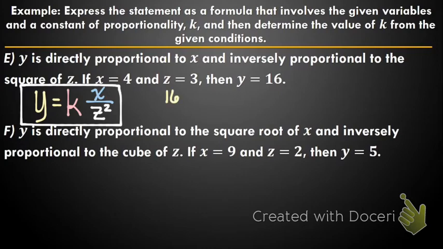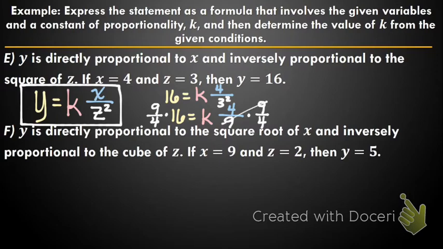We'd put 16 in for Y. In the place of X, we're going to put 4. In the place of Z, we put 3, so we have 3 squared. So I have 16 equals K times 4/9. Multiply both sides by 9 over 4. So this side cancels out. On the 9 divided by 4 times 16 side, I can reduce that, and I have 9 times 4, so K is 36.